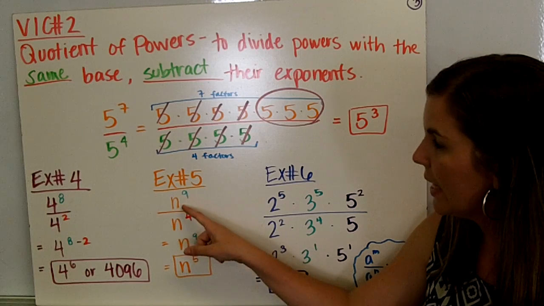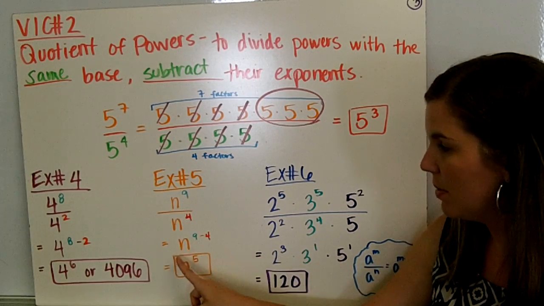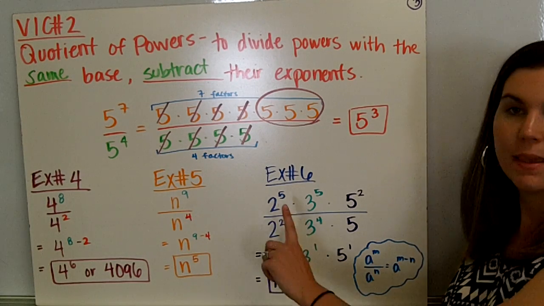Example number 5. N to the 9th divided by n to the 4th. Again, keep the base, keep the n, and subtract the exponents. 9 minus 4 gives you 5.